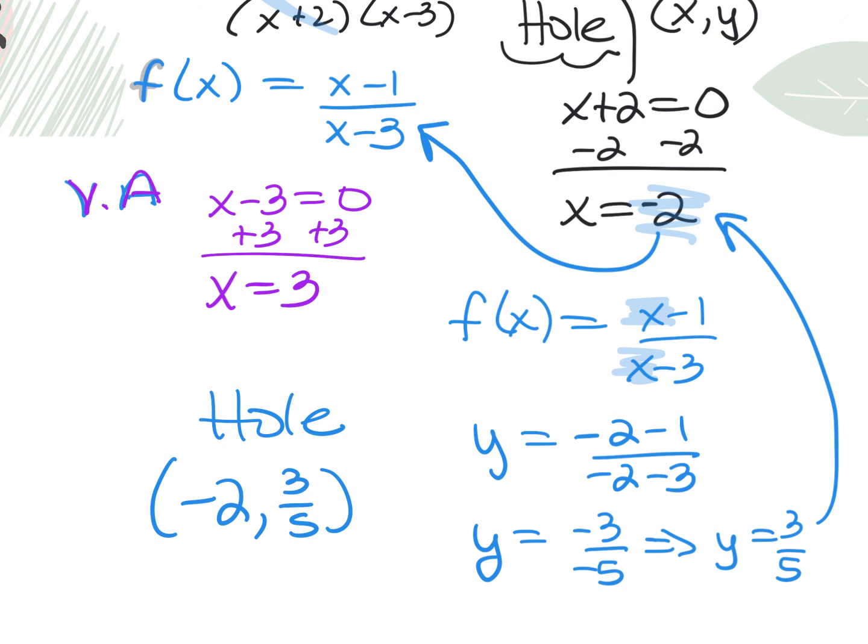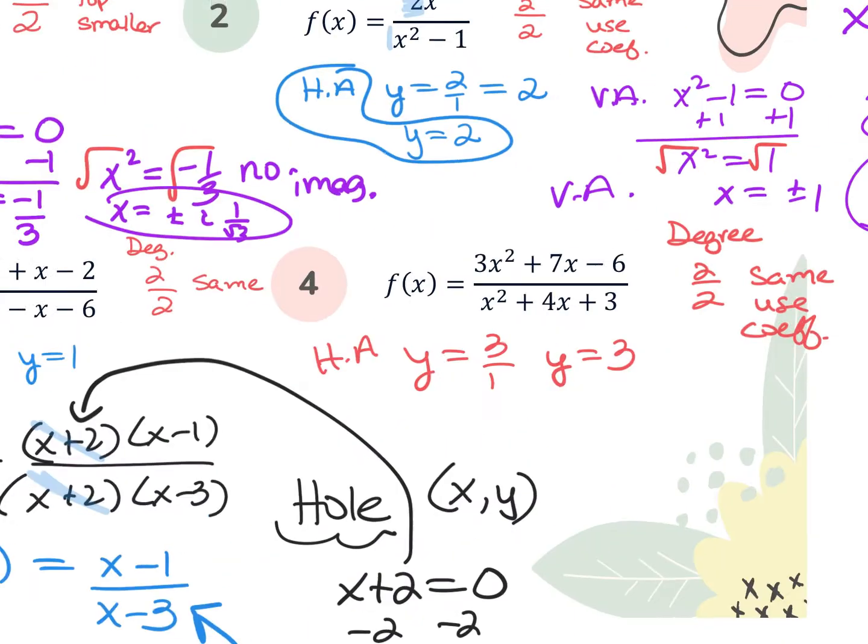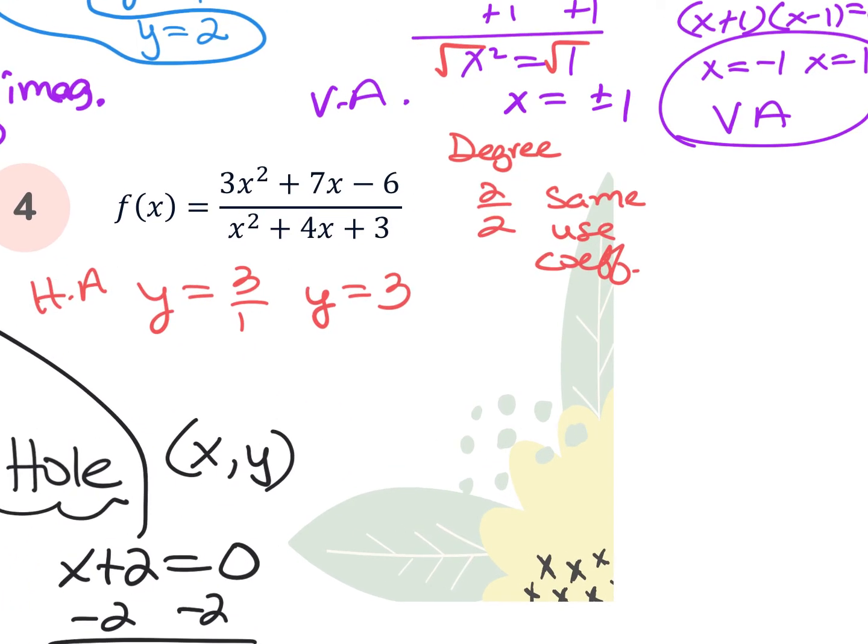So if you were to graph this rational function, you're going to have a little open circle at this ordered pair. But again, we're not graphing anything tonight. Tonight's homework is only finding vertical and horizontal asymptotes. Let's try number 4. Or was that number 4? Nope, number 4 is here. Okay, so number 4, it's this one.